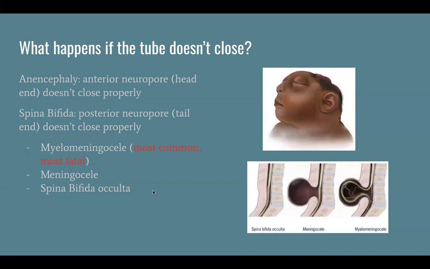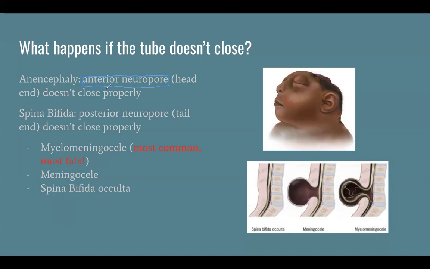In the last video, we covered the closing of the neural tube, right? We remember how the cranial end closes slightly faster than the tail end, your caudal end, and this happens on day 25 to day 27. So what happens if the neural tube doesn't close properly? First, let's go over what happens more specifically if the head end doesn't close. Anencephaly refers to when the anterior neuropore, which is the more formal term for the head end of the neural tube, doesn't close properly.